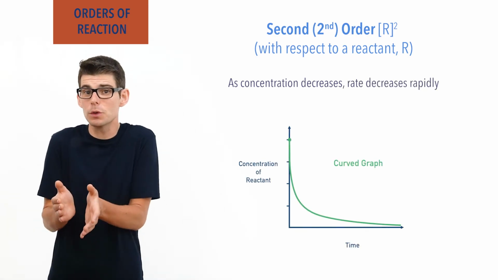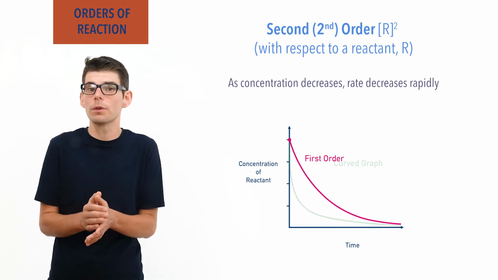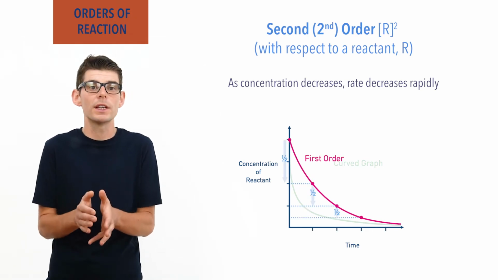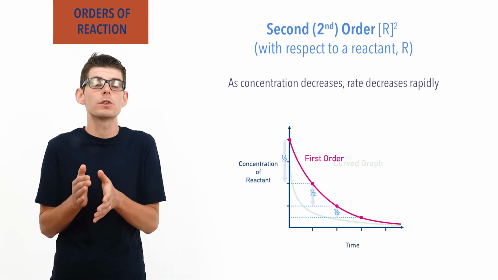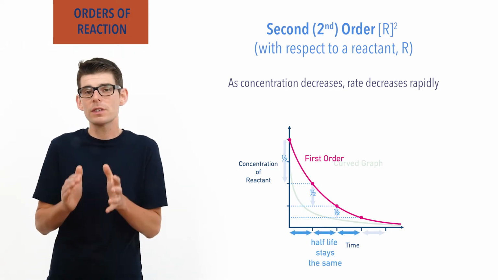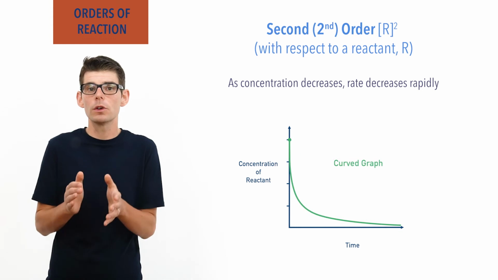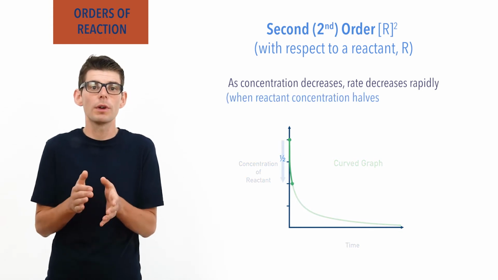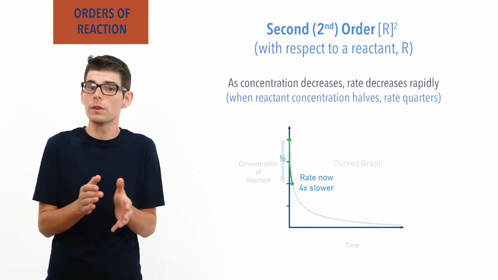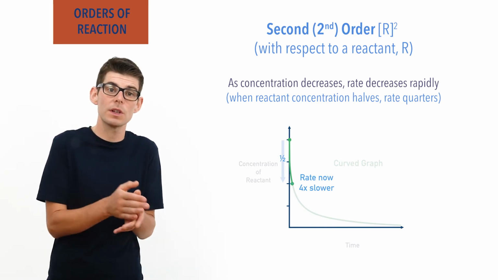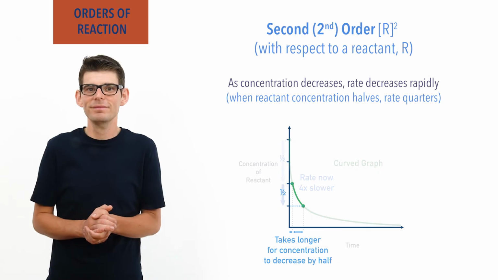Now, for a first order graph, when the concentration of the reactant halves, the reaction rate halves as well, meaning the reactant concentration will decrease twice as slowly. For the second order graph, however, when the concentration of the reactant halves, the reaction rate quarters. This means the concentration of the reactant will decrease 4 times slower than before.